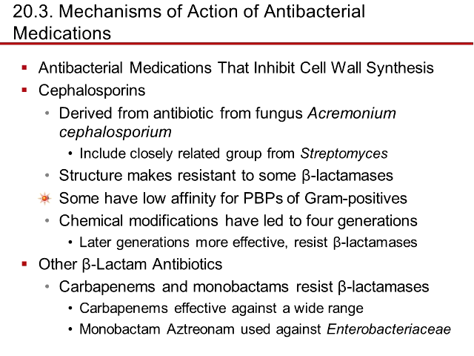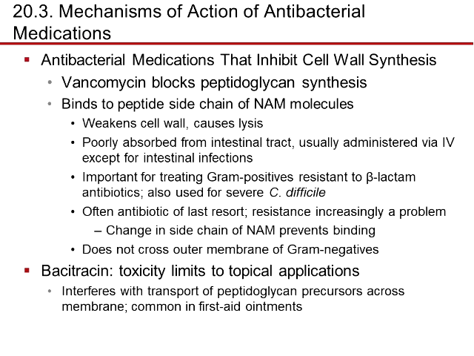Some have a low affinity for PBPs of gram-positives. The chemical modifications have led to 4 generations. And there's 4 generations of cephalosporins. And the later generation is much more effective. It's very resistant to beta-lactamases. Other beta-lactam antibiotics include carbapenems and monobactams, which resist beta-lactamases. Carbapenems are effective against a wide range. The monobactam aztreonam is used against Enterobacteriaceae bacteria.